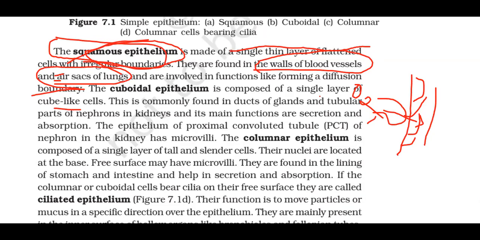And if you have any doubts about squamous epithelium and what we discussed so far, you can ask.